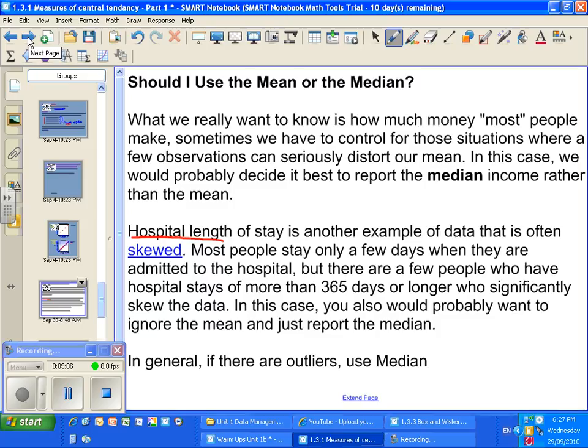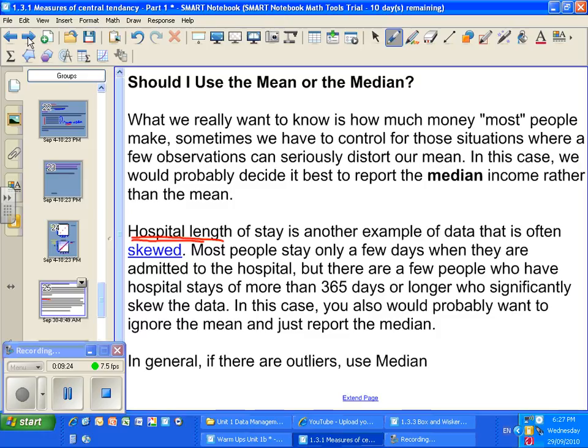Now, should I use mean or median? And here's the situation. You're in a hospital. How long do you stay? Most people only stay overnight. They try to push you out of the hospital as quick as they can. They don't want you there getting germs. They don't want to fill up a bed that they may need. So they try to get you moving.